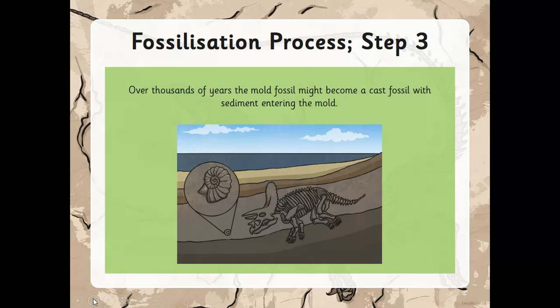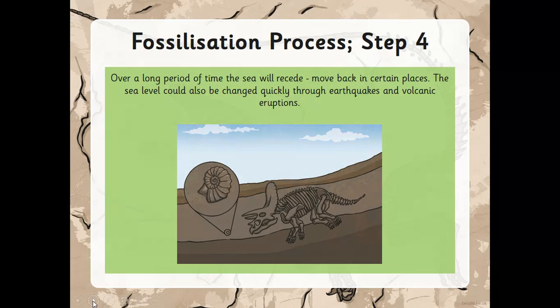Fossilization process, step 3. Over thousands of years, the mold fossil might become a cast fossil with sediment entering the mold. So there we have the mold and all the sediment fills up. Fossilization process, step 4. Over a long period of time, the sea will recede, move back in certain places. The sea level could also be changed quickly through earthquakes and volcanic eruptions.